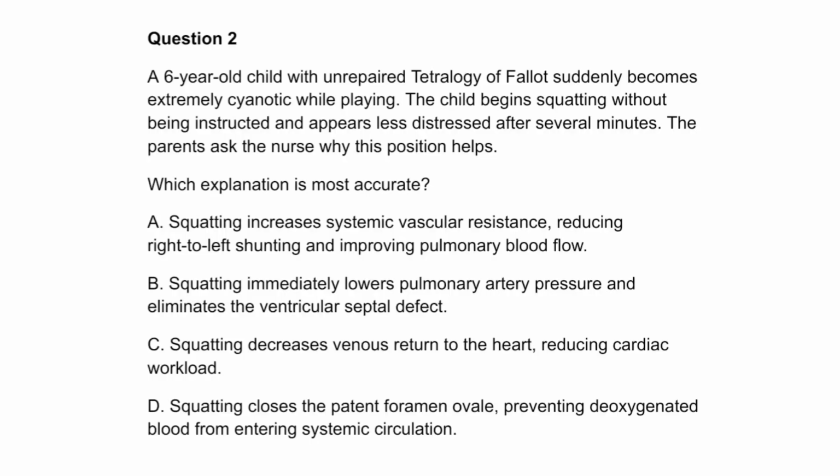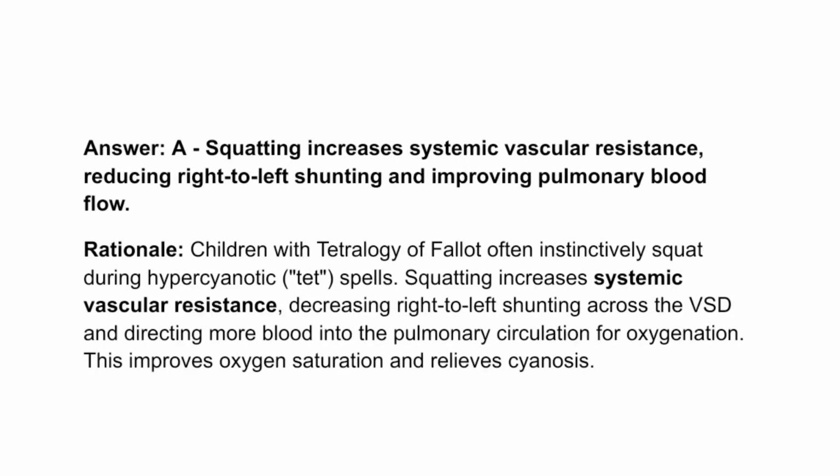A. Squatting increases systemic vascular resistance, reducing right-to-left shunting and improving pulmonary blood flow. B. Squatting immediately lowers pulmonary artery pressure and eliminates the ventricular septal defect. C. Squatting decreases venous return to the heart, reducing cardiac workload. D. Squatting closes the patent foramen ovale, preventing deoxygenated blood from entering systemic circulation. Answer. A. Squatting increases systemic vascular resistance, reducing right-to-left shunting and improving pulmonary blood flow.